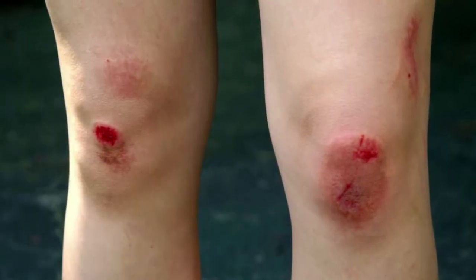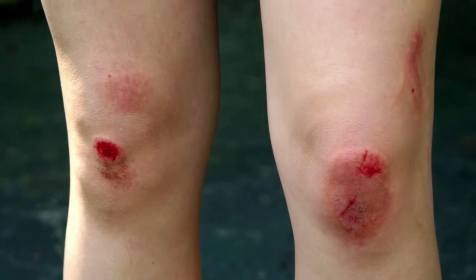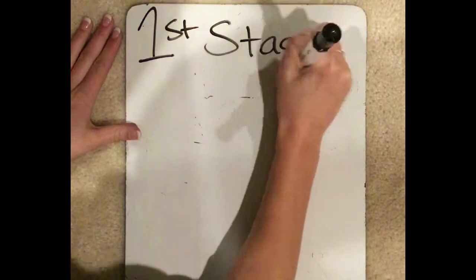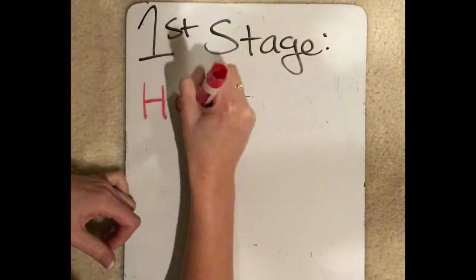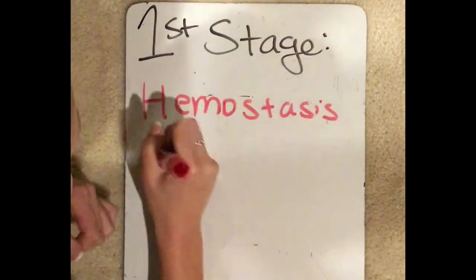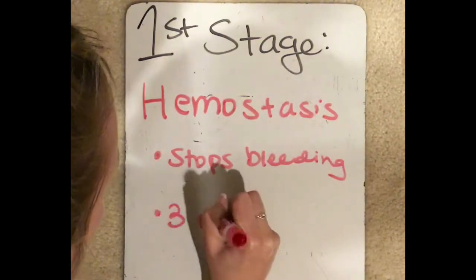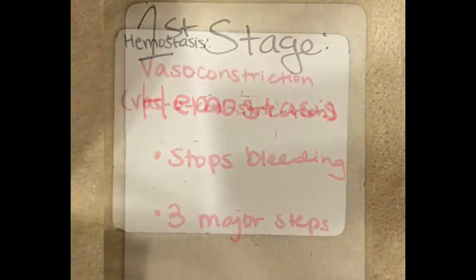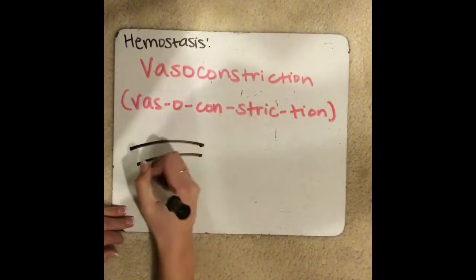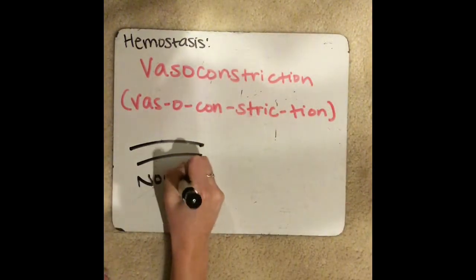Once the accident has happened and the abrasion starts to bleed, hemostasis begins. Hemostasis is a process that causes bleeding to stop. It breaks down into 3 steps. The first step of hemostasis is vasoconstriction.